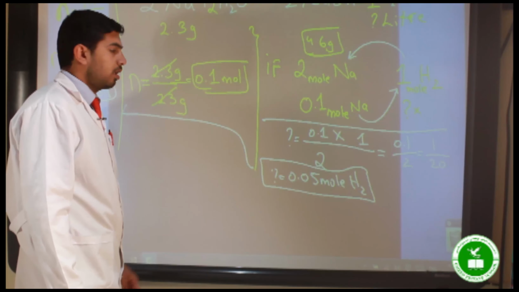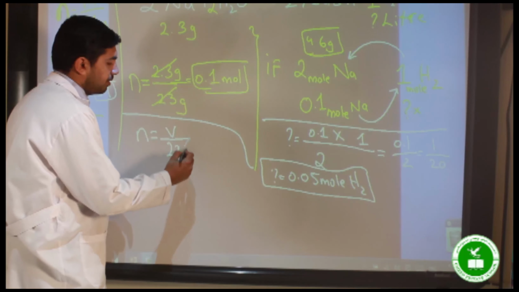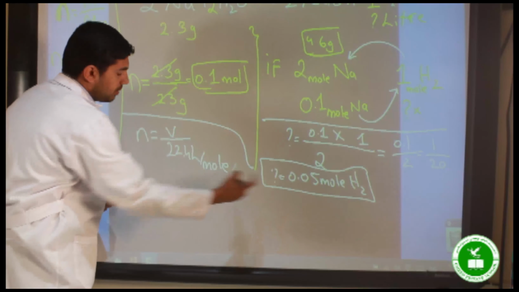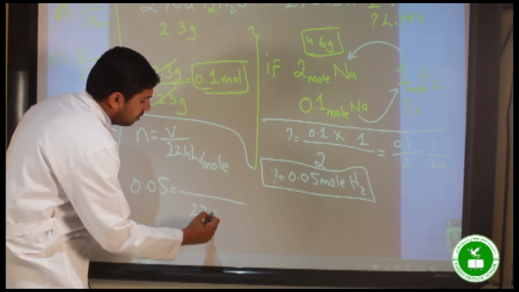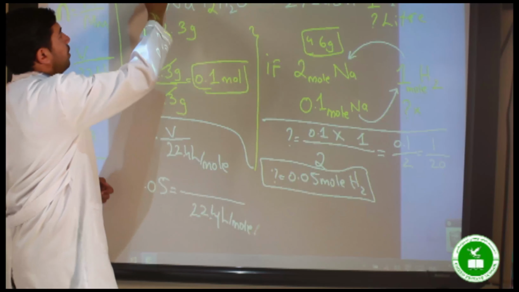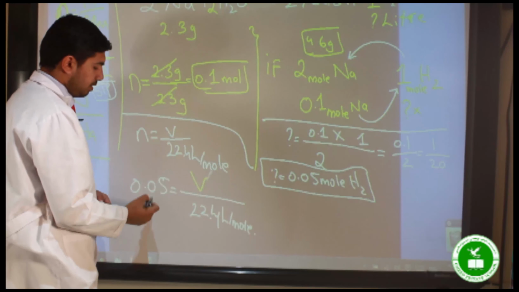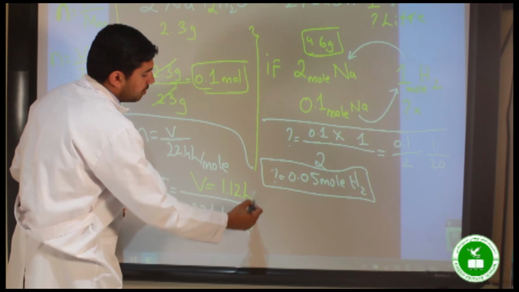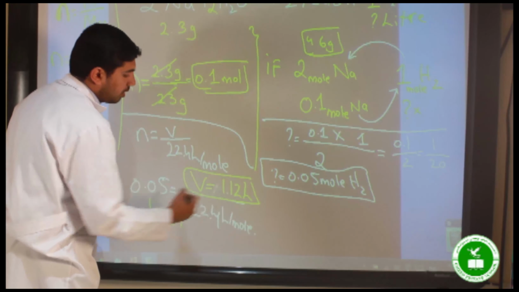0.05 mole H2 has been found. Now we will find liter. For liter we have the formula n is equal to V upon 22.4 liter per mole. n is given, 0.05. V is 22.4 liter per mole, and our V, which we don't know, we can calculate it. 0.05 multiplied by 22.4 will give us V, which is equal to 1.12 liter.